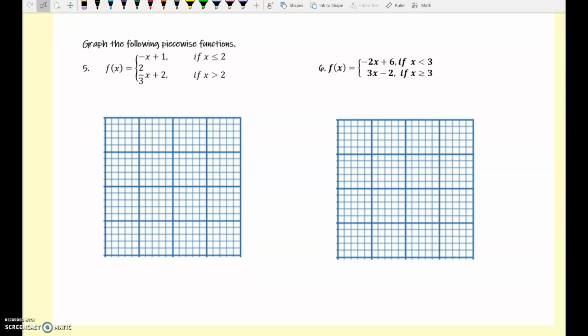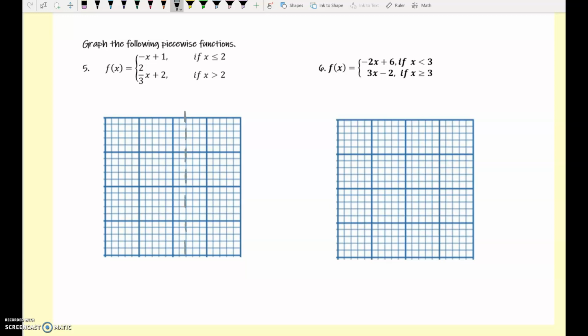Graphing piecewise functions. You want to use a pencil, probably. And if you like to use colored pens, that's totally fine. You can use colored pens for like the final answer. The first thing I want you to notice is that our changeover, our switchover spot is going to be 2. So at x equals 2, these two functions are going to switch over.